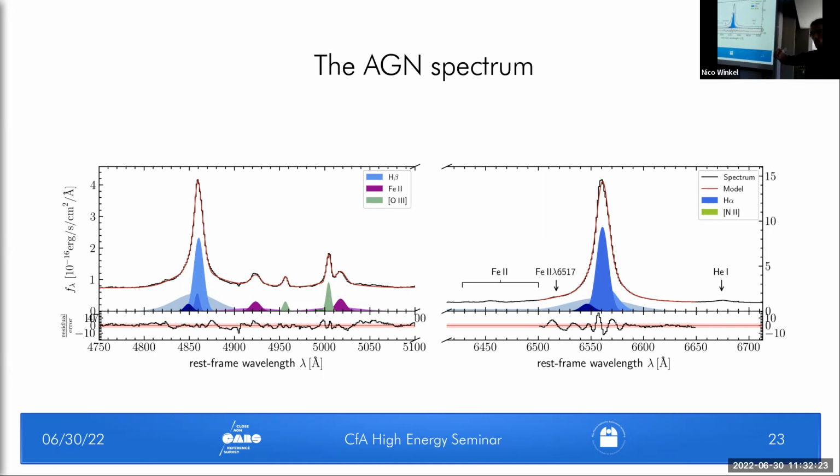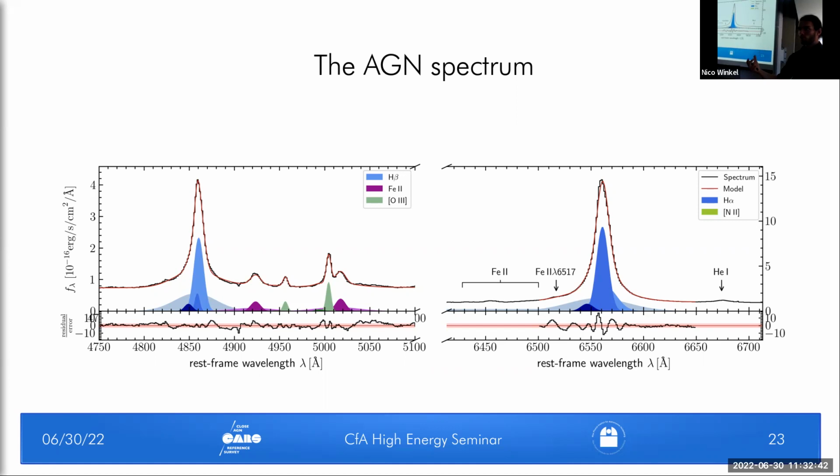Now this shoulder that this component produces in the O3 emission line shape is typically interpreted as a signature of an ionized gas outflow that is approaching you, and the receding side is just obscured by dust.